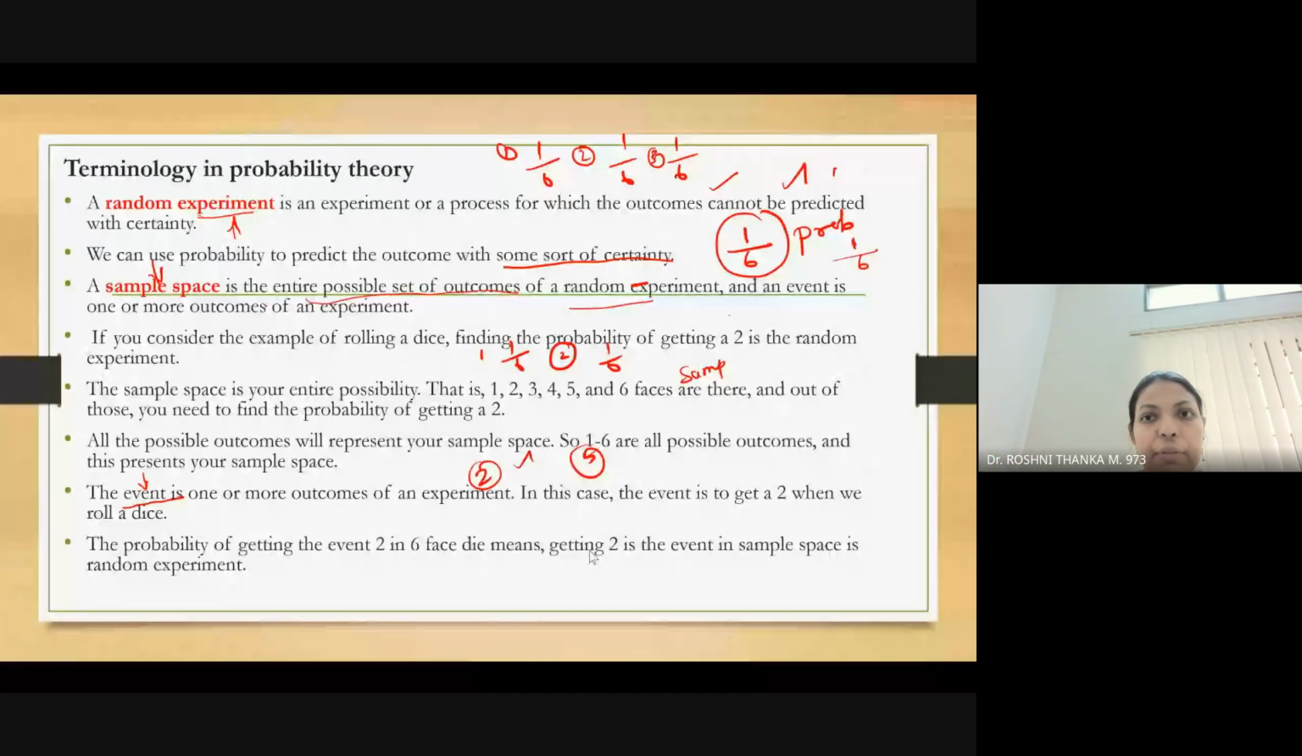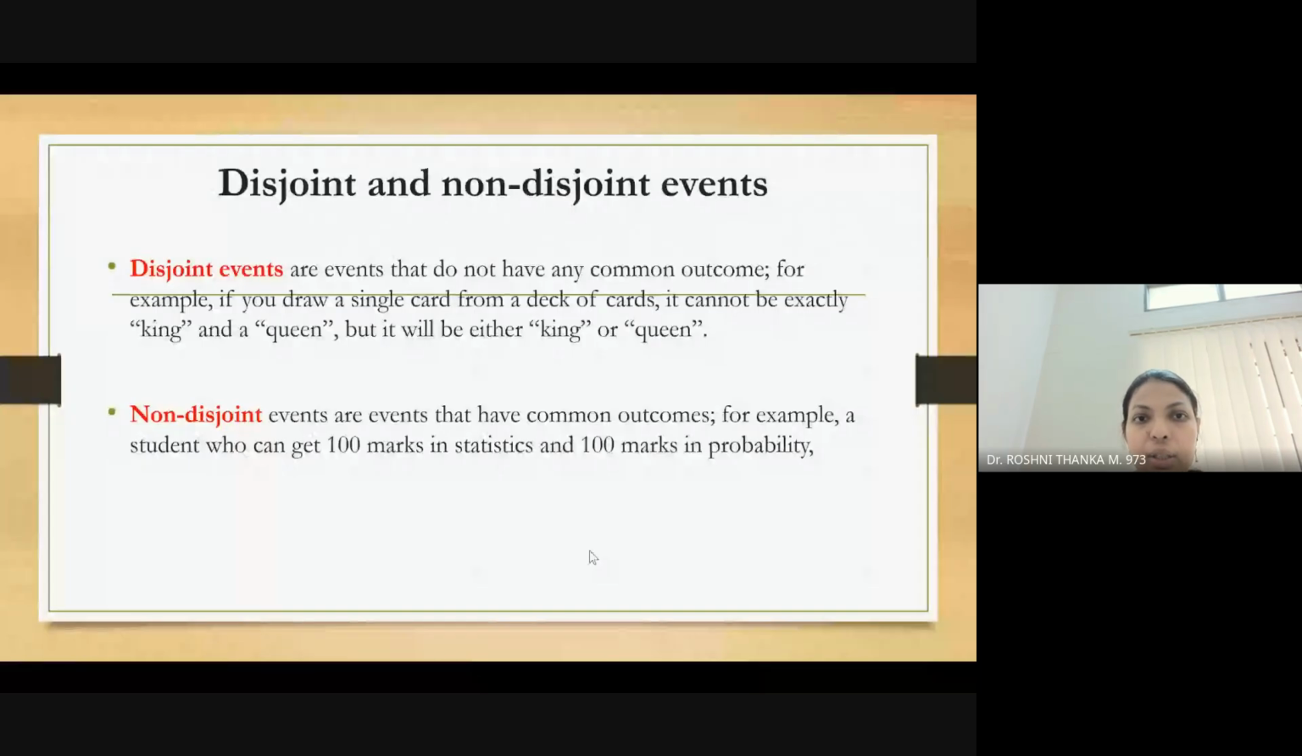Now the next one is, we have 2 types of events: disjoint and non-disjoint events. What does a disjoint event mean? Events that do not have any common outcome. For example, I hope you all know cards, right? When I draw a card from the deck, it could be either a king or a queen. It cannot be both king and queen. So this is called a disjoint event. I hope you got it. Both things will not happen.